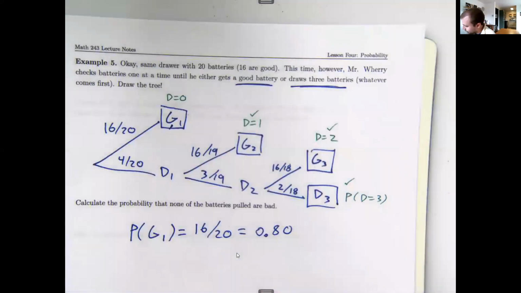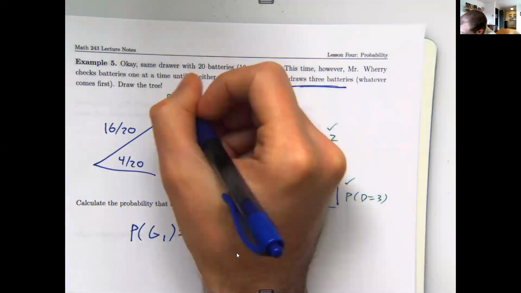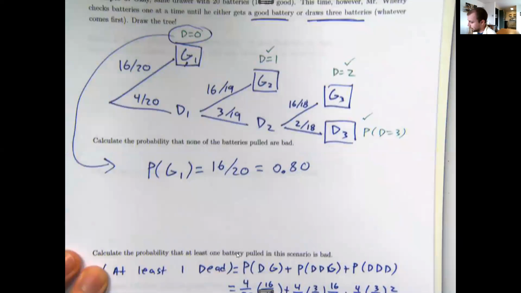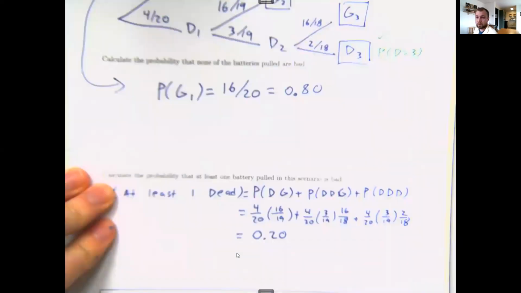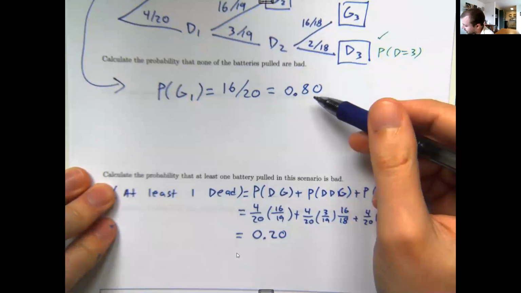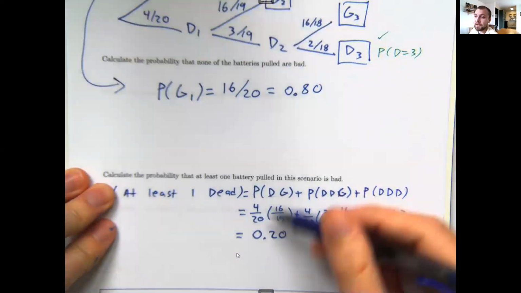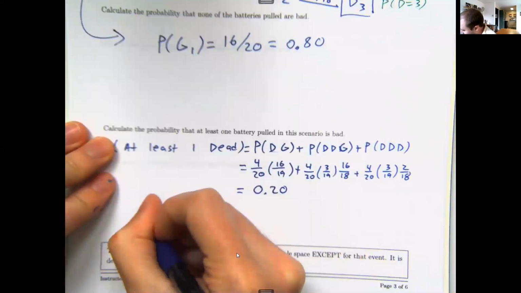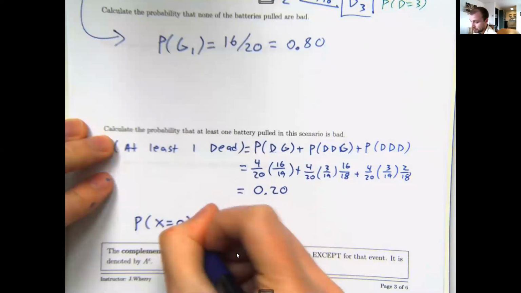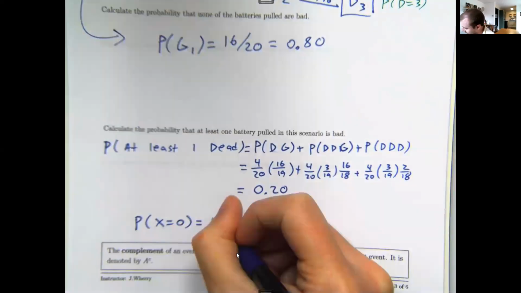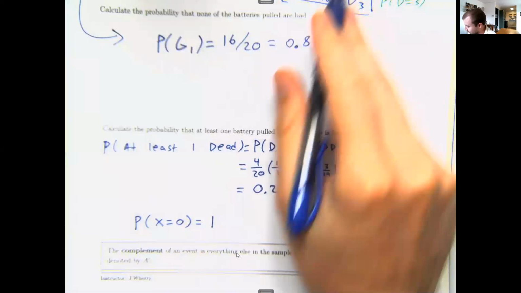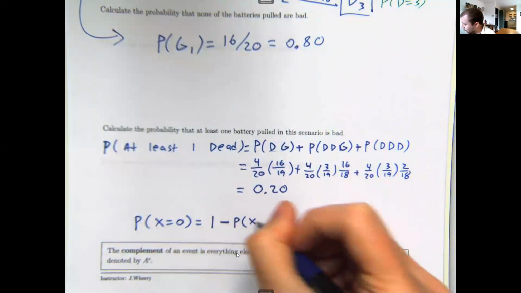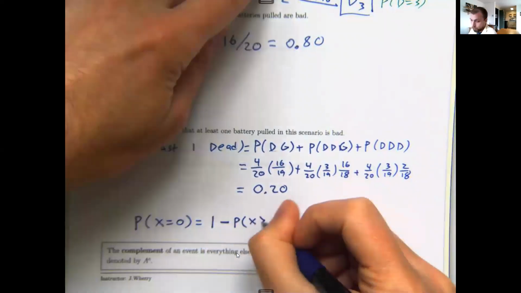None of them are bad. So this was the situation for equals 0. At least one. This was one or more. And I'm noticing that these two situations are kind of opposites of each other. In other words, the probability of 0 is 100% of all the outcomes take away the situation where I have one or more.